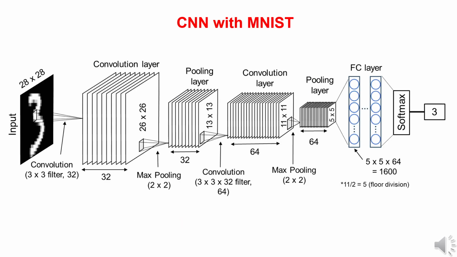The next slide shows the overall flowchart of classifying MNIST using a CNN. It illustrates the techniques we've discussed so far, such as convolution and max pooling, and shows the dimensions of the resulting feature maps. In the next video, we will implement a CNN through coding.